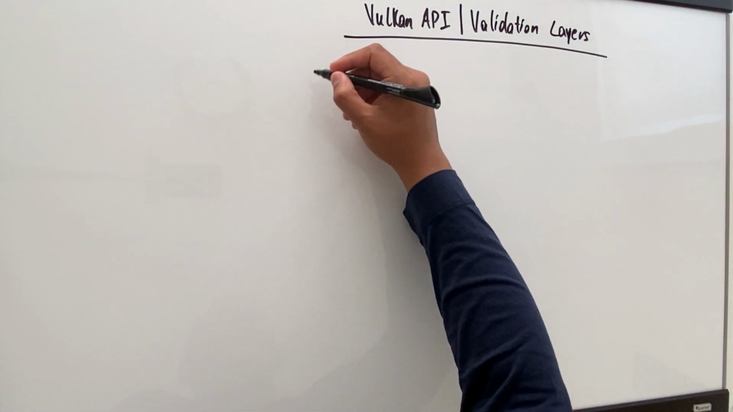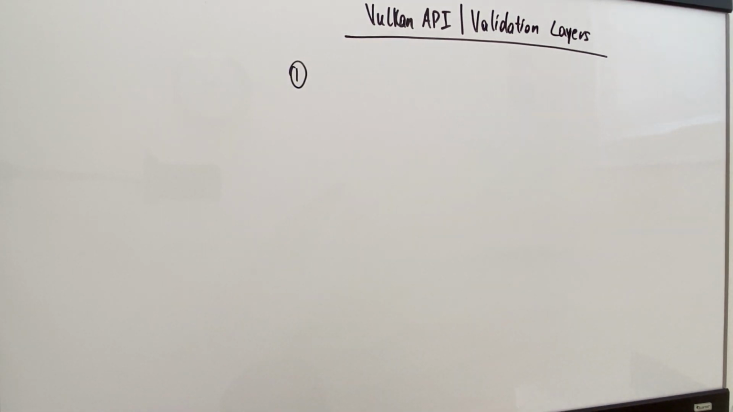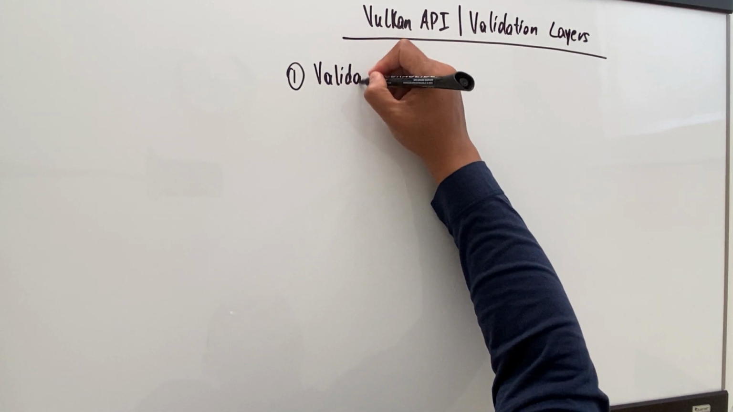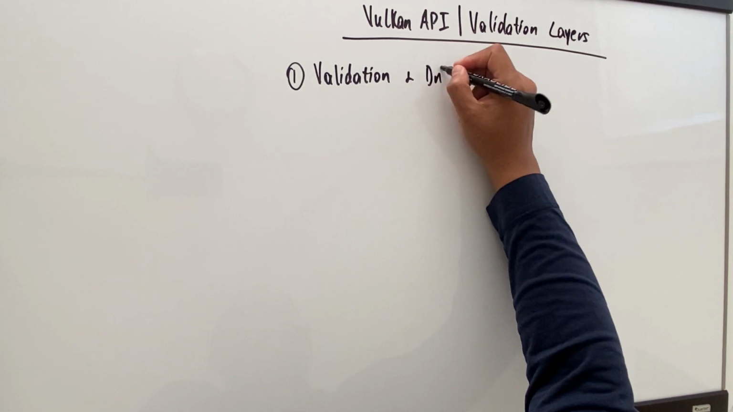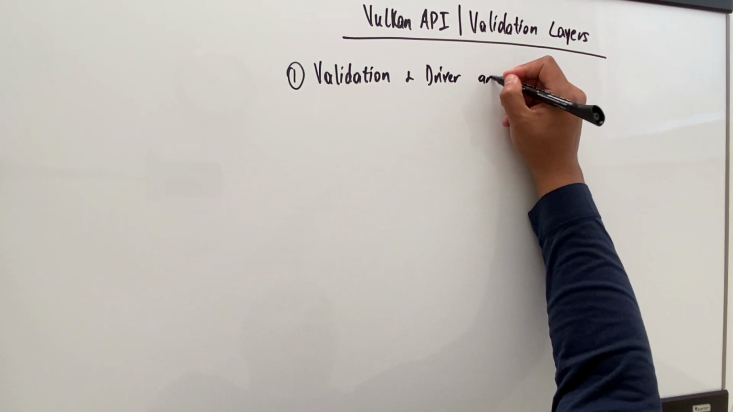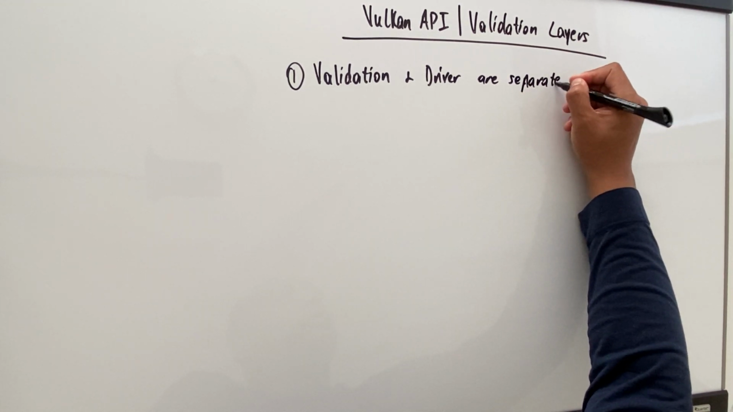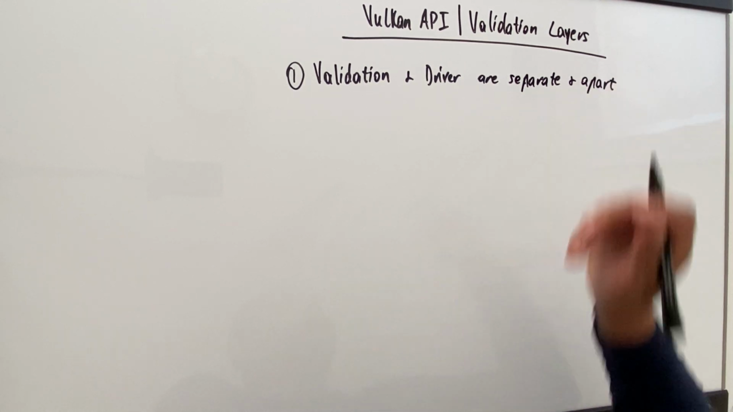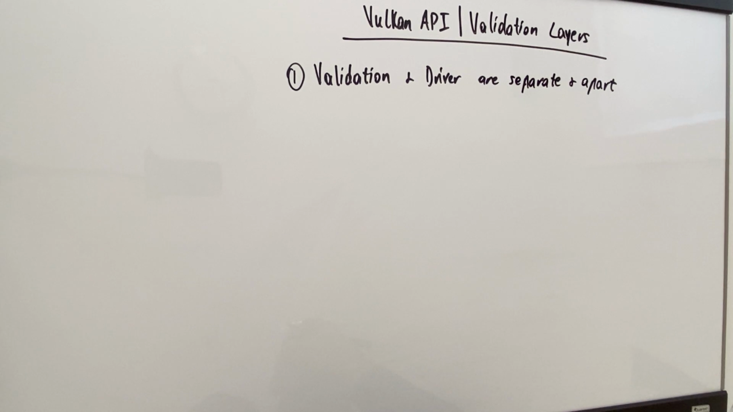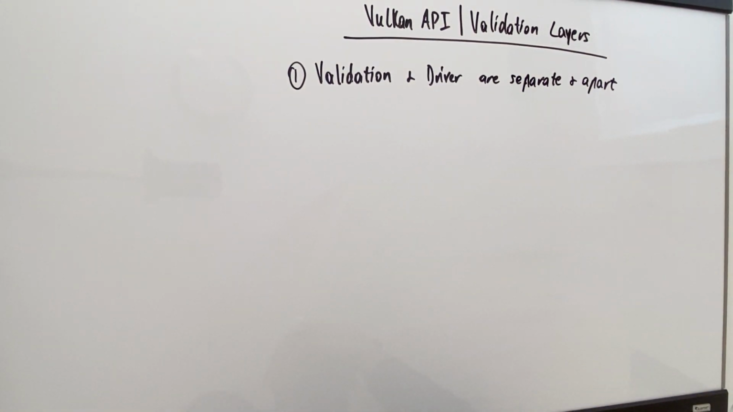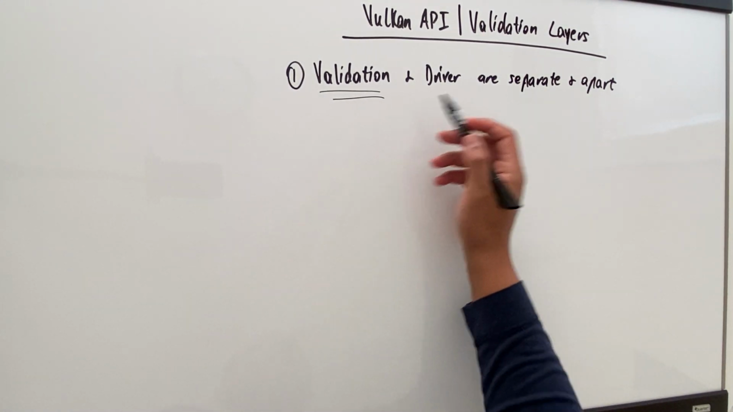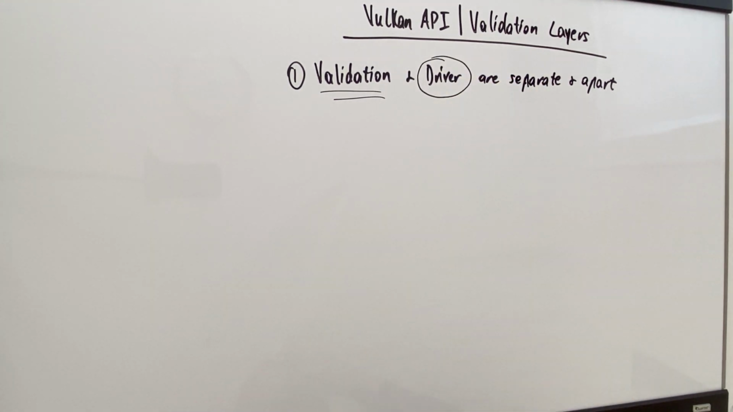So the first thing that you have to note about validation layers is that validation and driver are separate and apart. Going along with my same story, in previous computer graphics frameworks, the driver and the validation were sort of one and the same. And of course, the driver was hardware specific, or vendor specific. So this is Vulkan's attempt to clean up the situation, separate the two, so that you could do validation separate and apart from whatever driver the hardware vendor is pushing out.